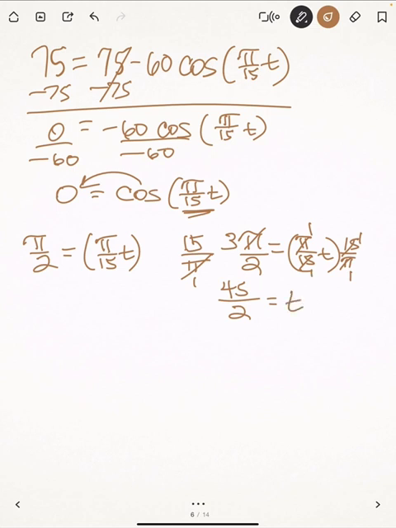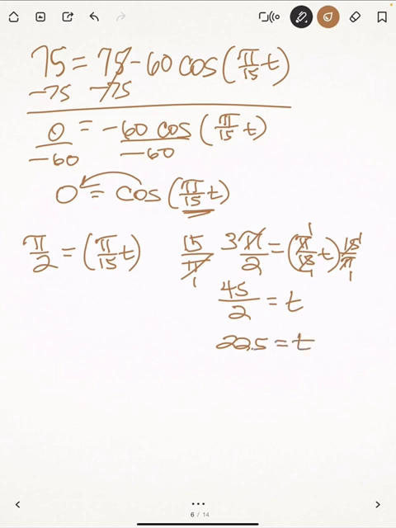Now, on the test, you may see something. You can't put them in decimal form. Just look at your answer choices and see what it's asking for. In this case, we're going to change this to a decimal, which is going to be 45 divided by 2 is 22.5. And that's going to equal t.